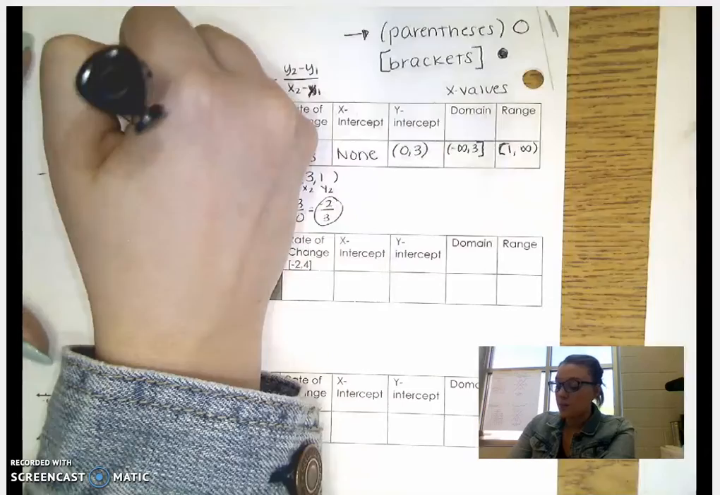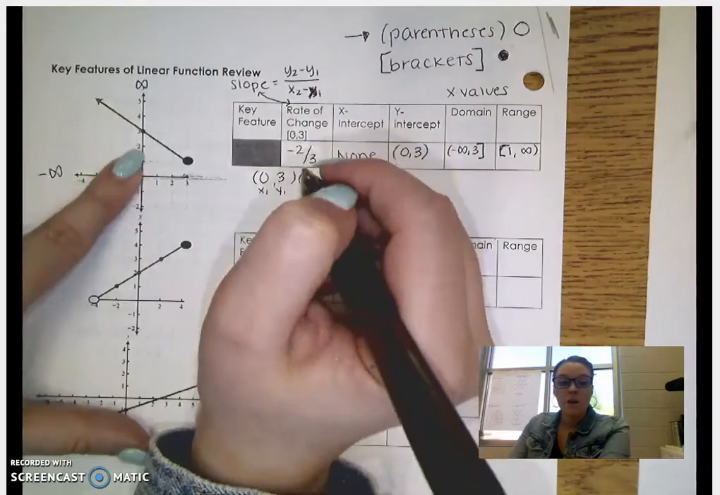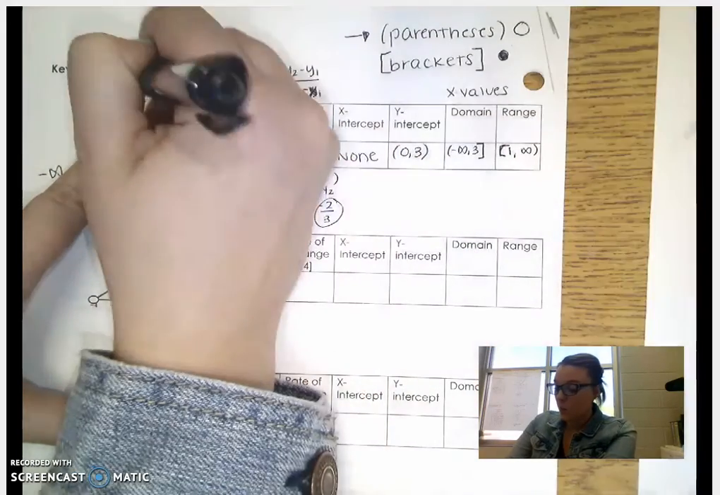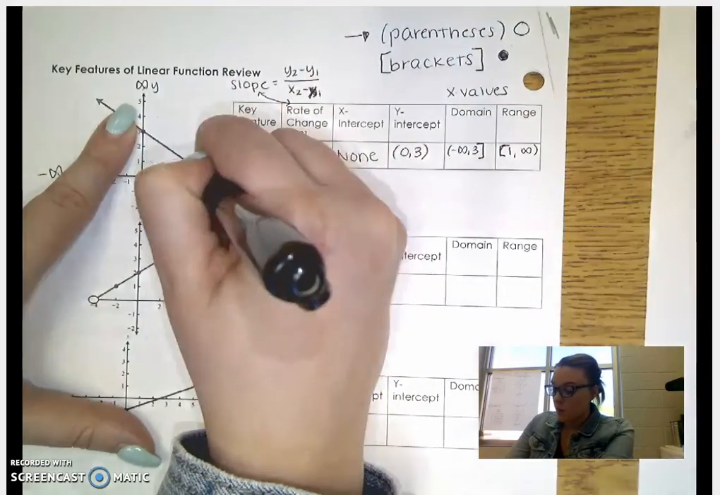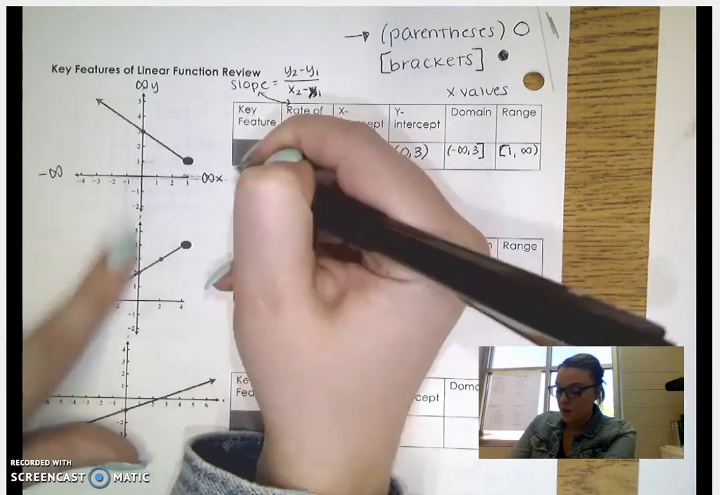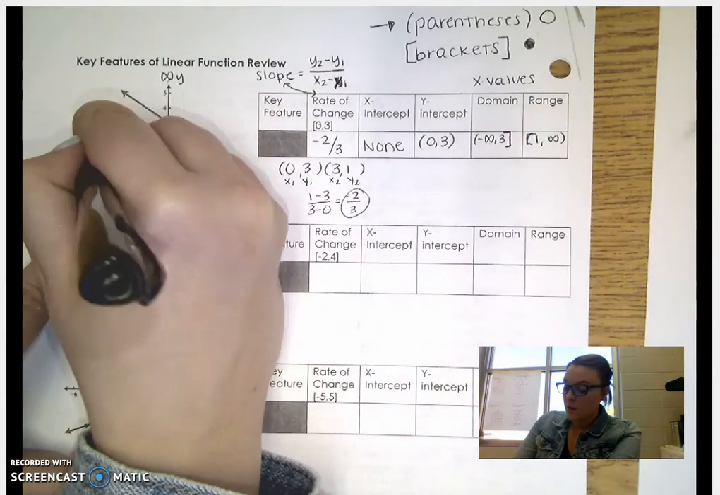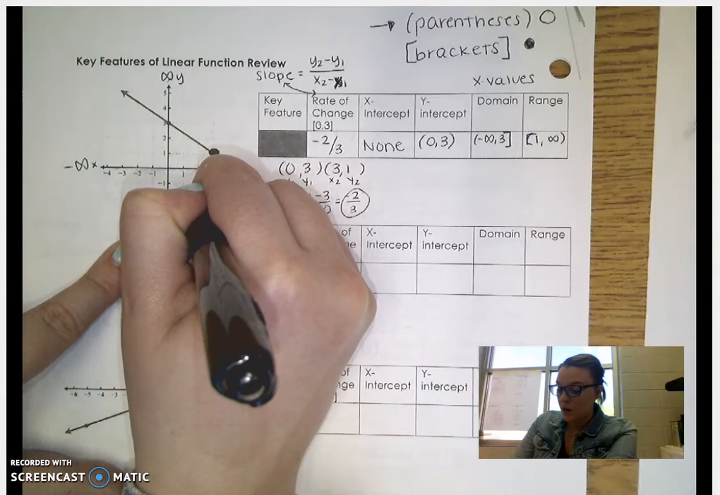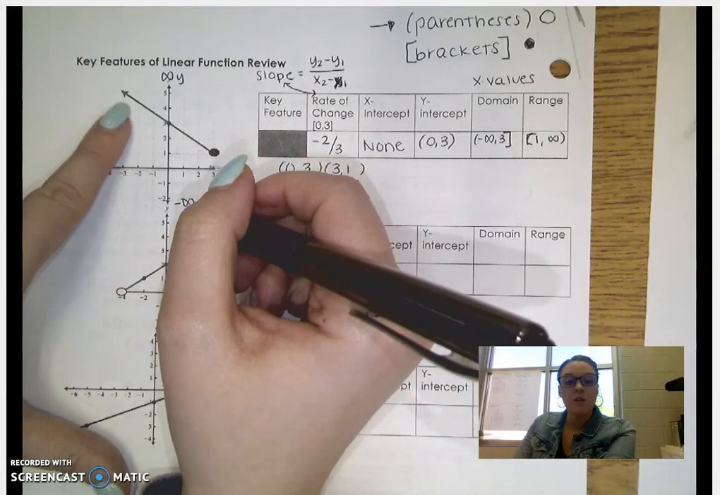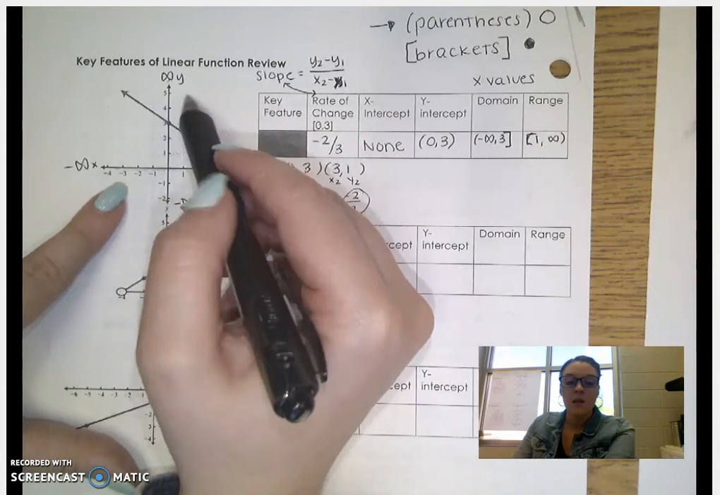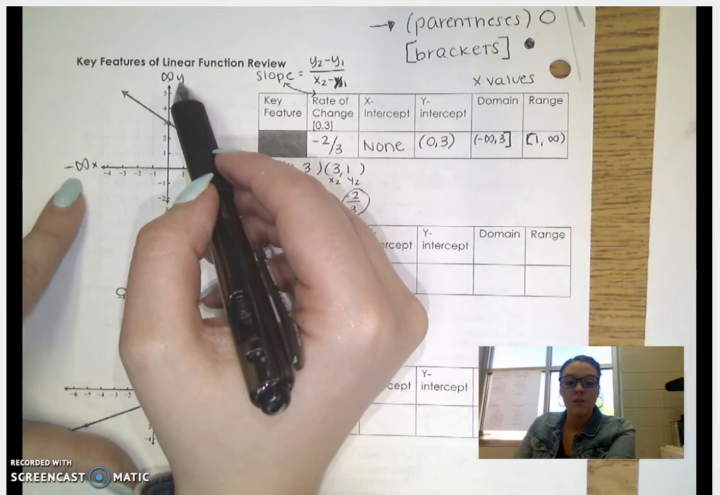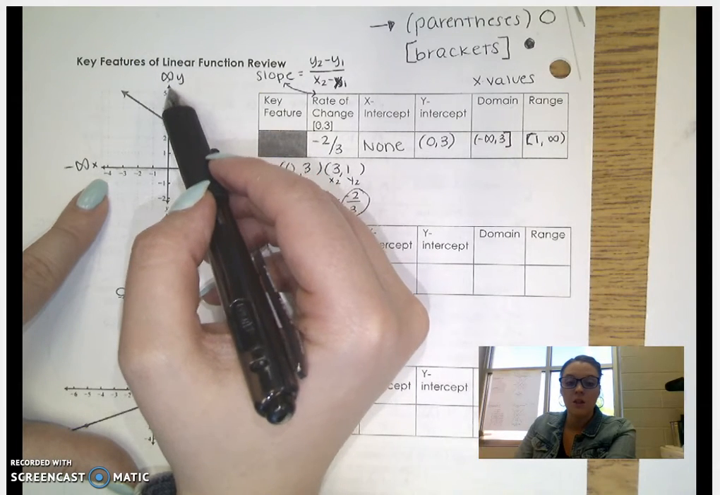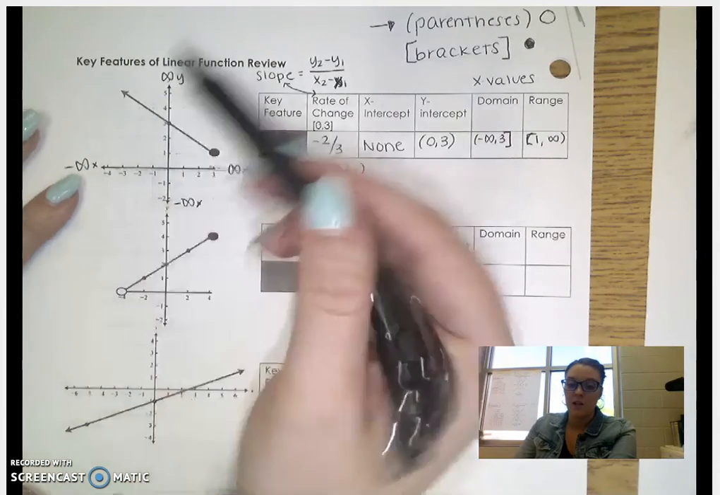So again, this would be positive infinity y. This would be positive infinity x. This would be negative infinity x and negative infinity for y. You just have to look to see where your arrows are pointing. This goes forever in the negative x direction and in the positive y direction.